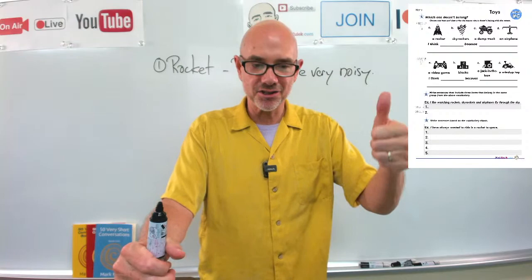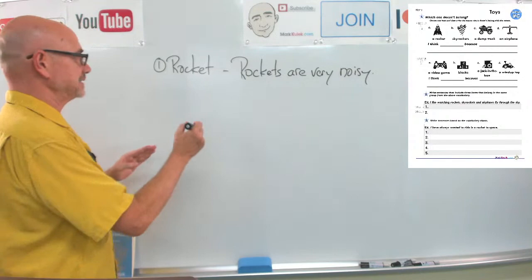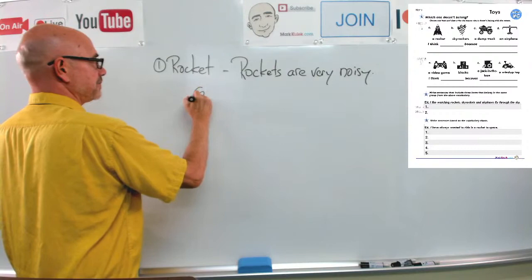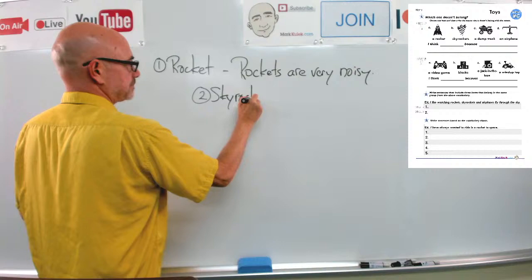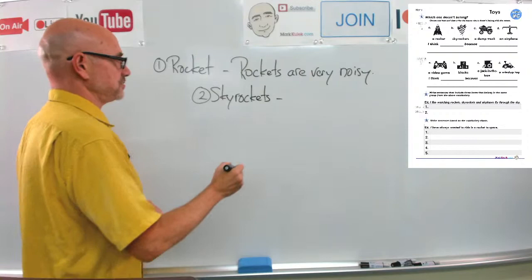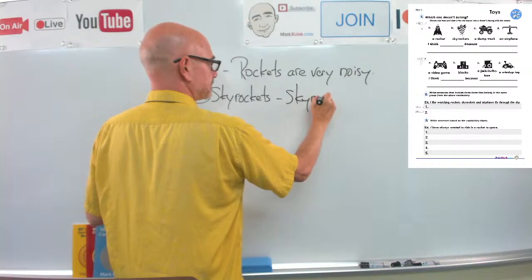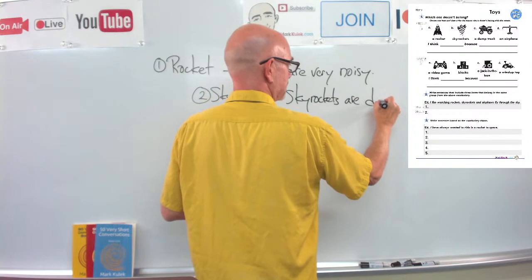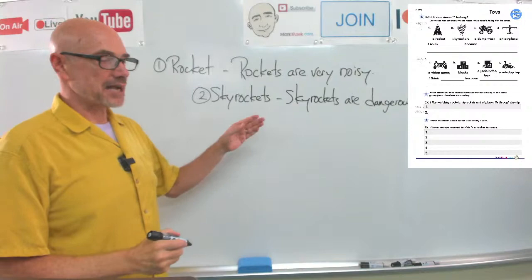Very good. Okay, I need to write my second sentence. Okay, my second one. Skyrockets. I'm going to say skyrockets are dangerous. They are a little dangerous, right? Skyrockets are dangerous. Okay, that's my second sentence. Skyrockets are dangerous.